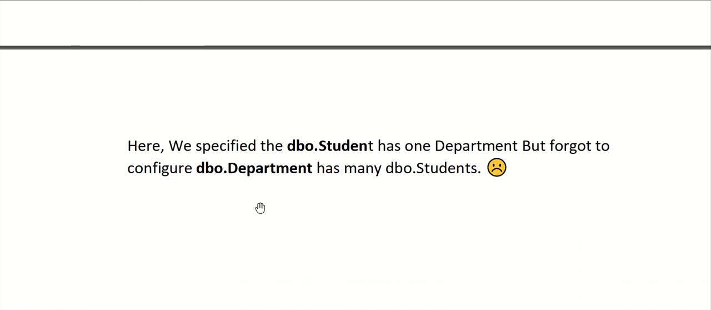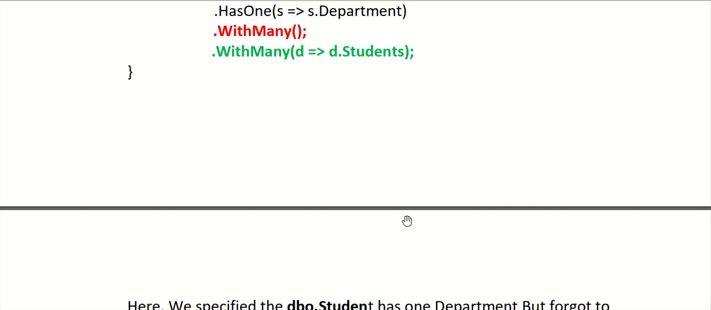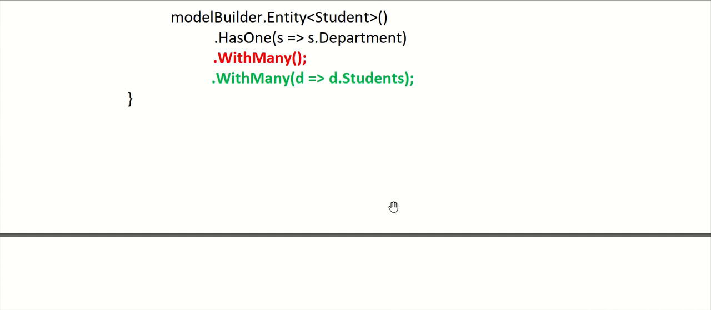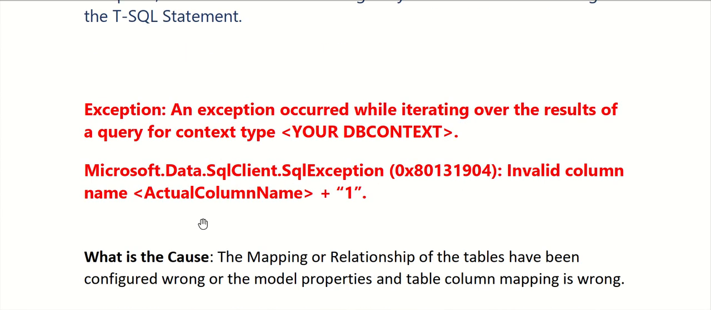So that's what I have mentioned. We specified that dbo.Student has one Department but forgot to configure that dbo.Department has many dbo.Students. That's it. This part. So I hope you understood why this particular exception occurs, what the root cause of that is, and how to overcome this particular error scenario.